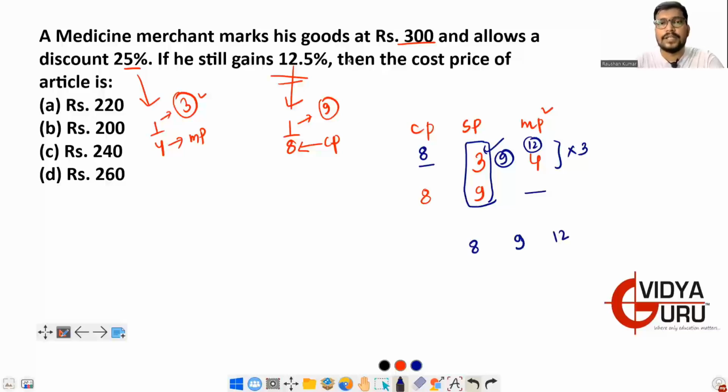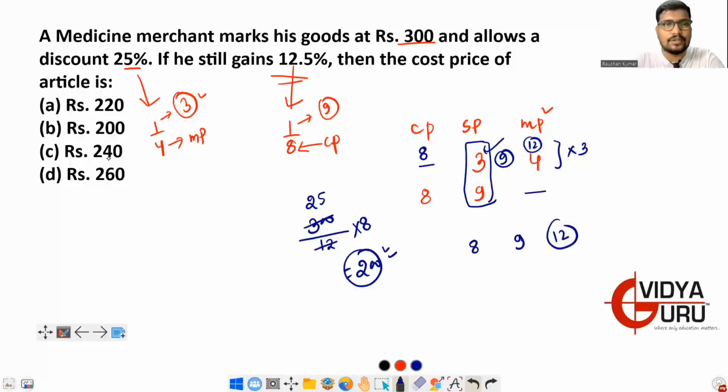Now see here, the question is saying a medicine merchant marks his goods at rupees 300. So 12 should be the value of 300, yes or no? And the question is asking for the cost price. So 300 should be the value of how much? You can say 12. And what do we need? We need the value of 8 here. So 300 divided by 12 is 25, and 25 into 8 will be how much? You can say 200 should be your right answer. So option B should be your right answer. I hope you get this concept. Right? Got it?